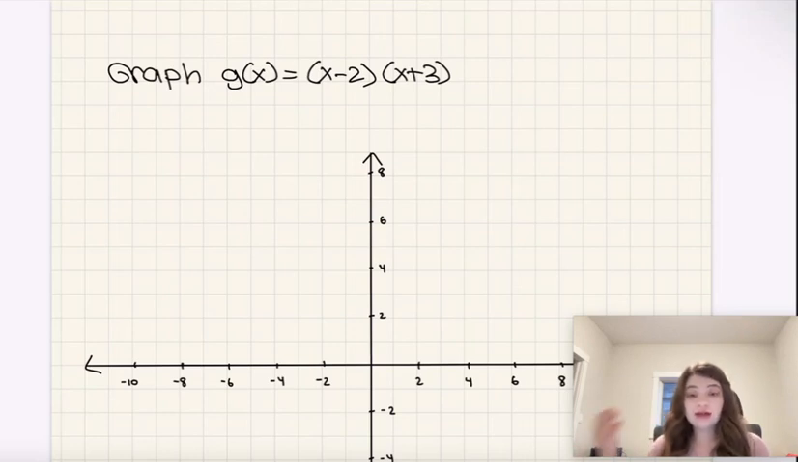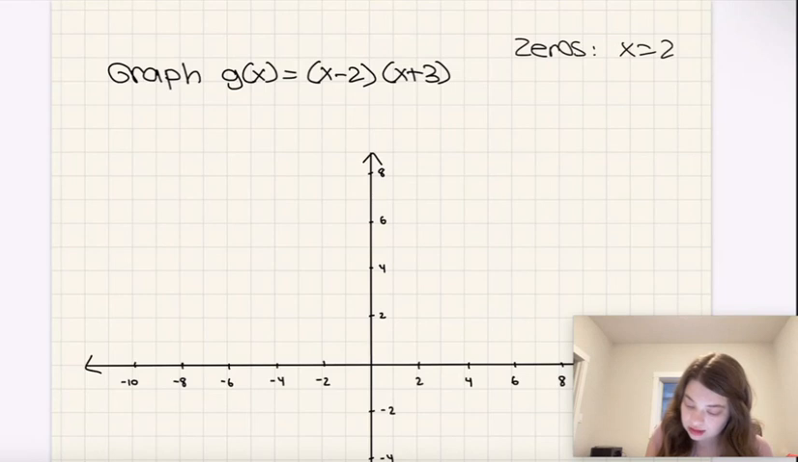Okay, so the first thing we need to do whenever we have a function in factored form is identify the zeros. In this case, the zeros are x equals 2 and x equals -3. Now, quick review. How come those are the zeros?